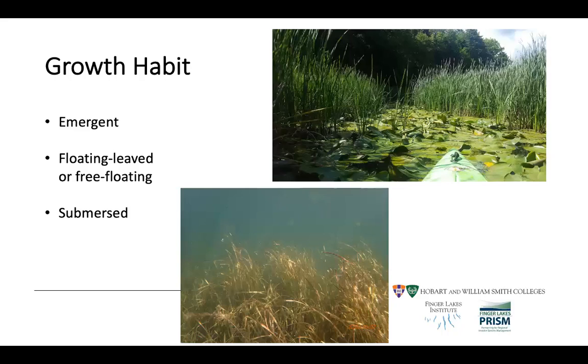So the first thing that we think about when we're trying to identify different macrophytes is what their growth habit is. So I often think, is it emergent? Emergent would be something like the cattail shown in the top photo. They're kind of higher up toward land, but they're still in the water. Is it floating leaved or is it free floating? Floating leaved macrophytes are actually rooted to the bottom, but their leaves float on the surface. And then free floating macrophytes aren't rooted in the bottom sediment, they're floating in the water column. And then the last one would be, is it totally submersed under the water?